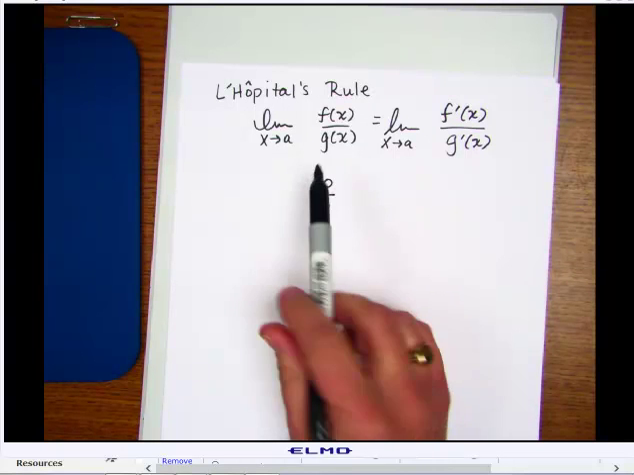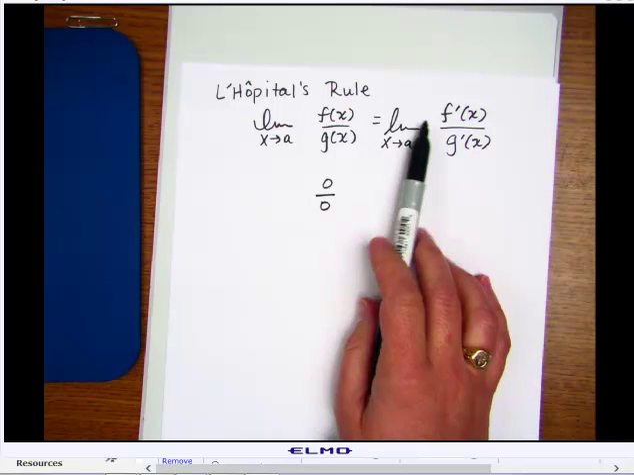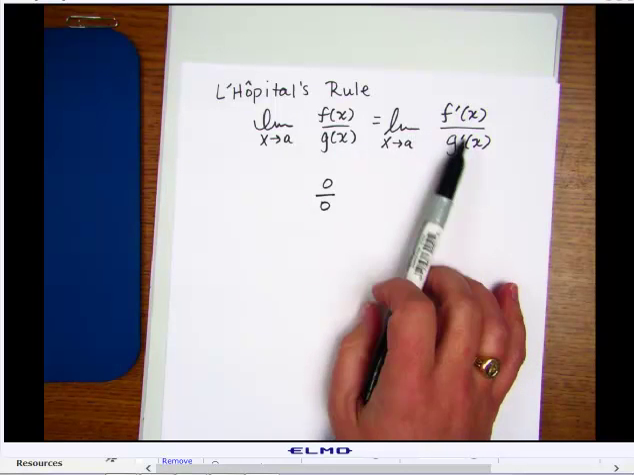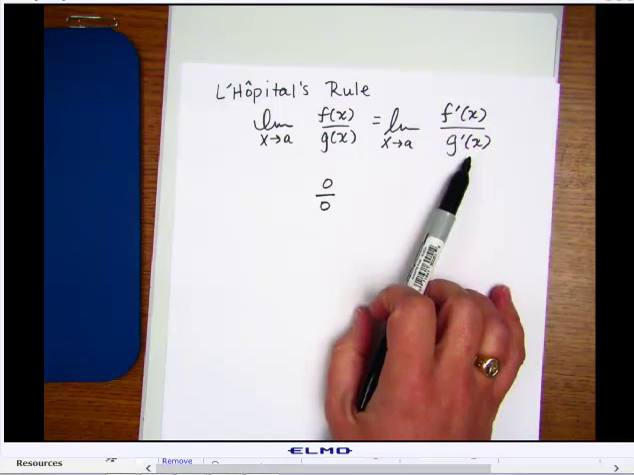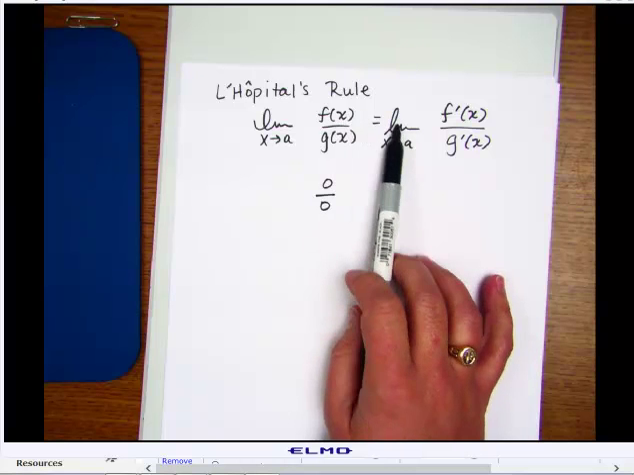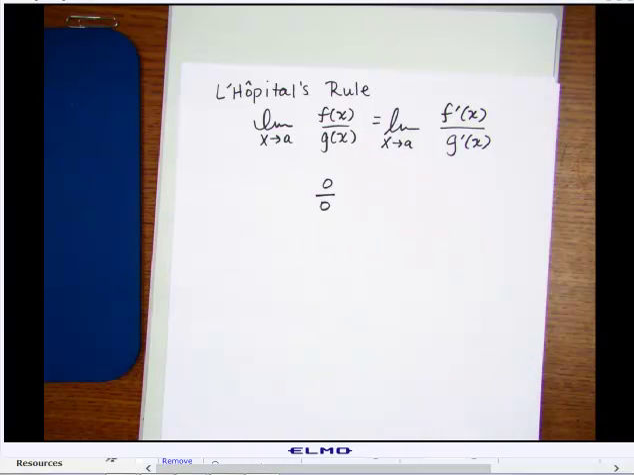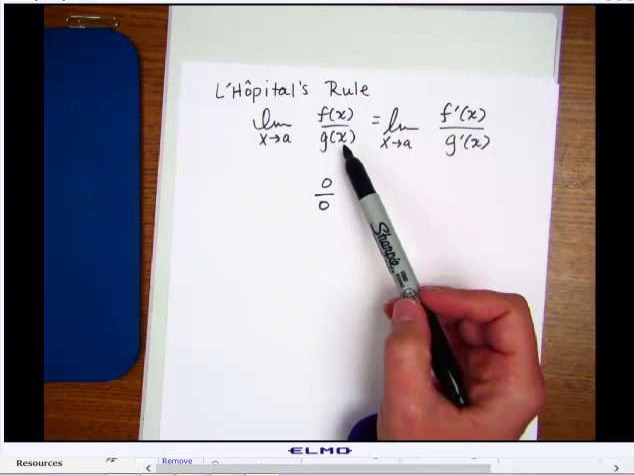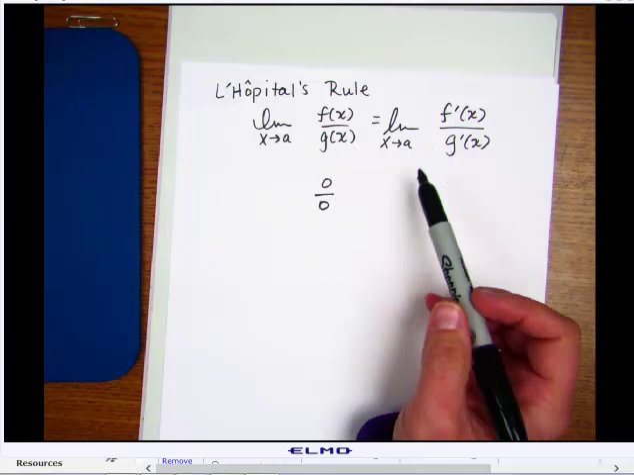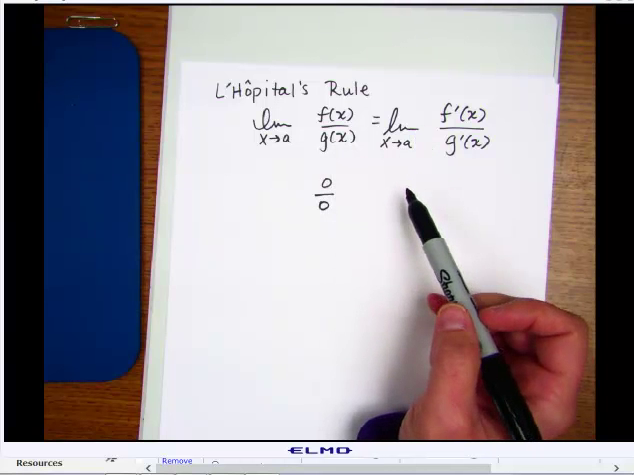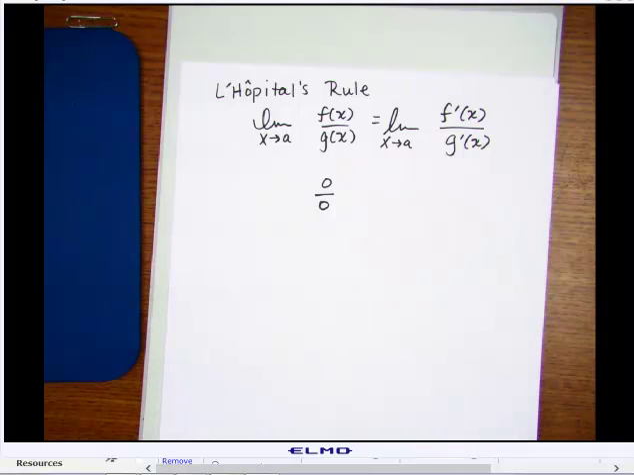But what L'Hopital's rule says is that we can take the derivative of the numerator and the derivative of the denominator, and that limit will be equal to the limit of f of x over g of x. And again, the main assumption is that the limit to the right does exist. So I have a few examples of how to do this.